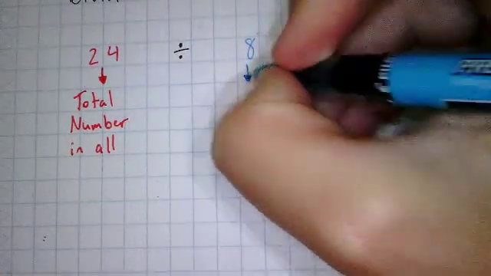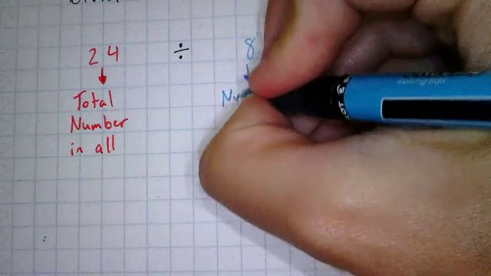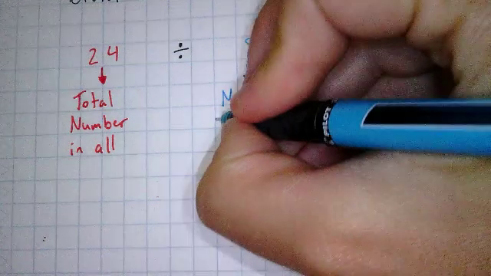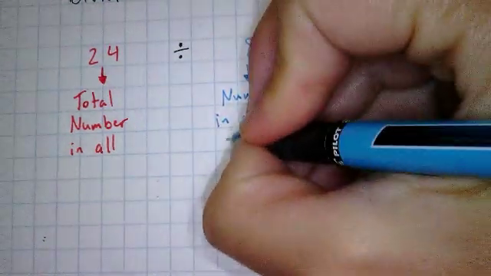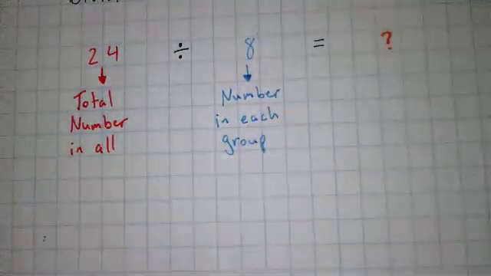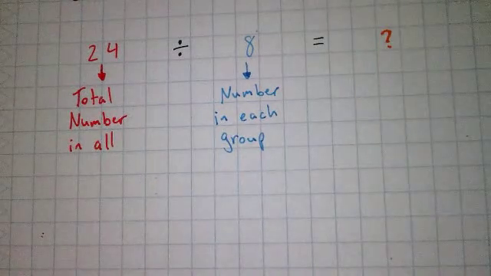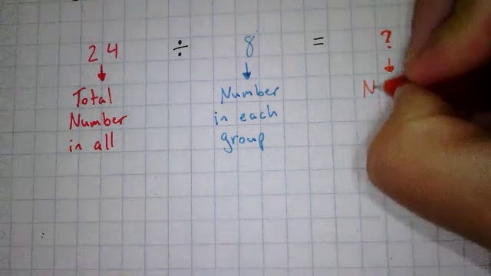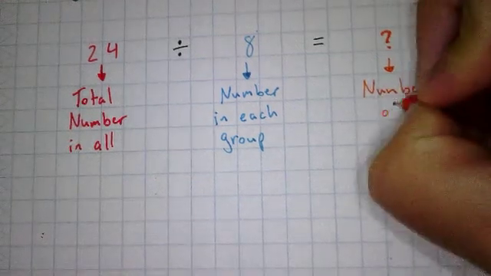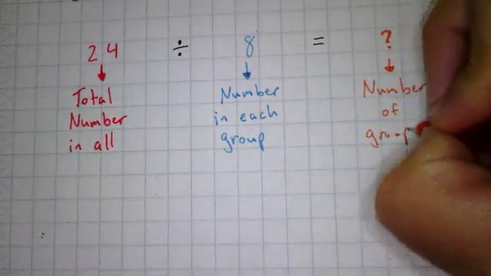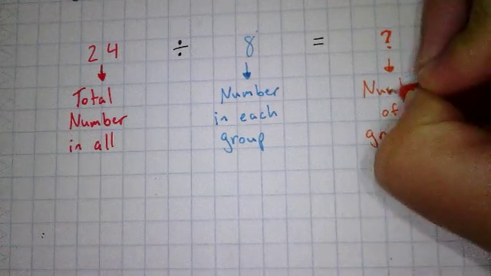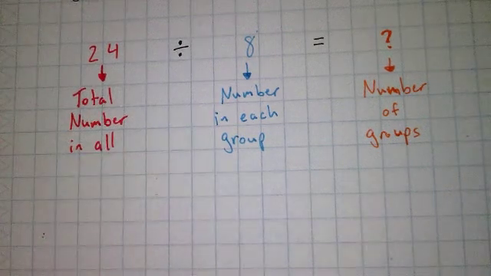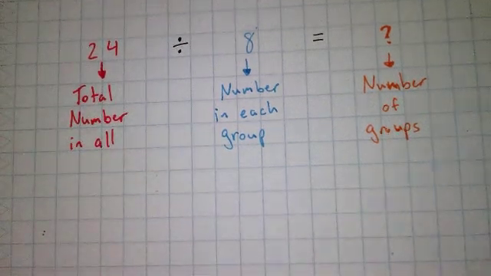Our 8 here is going to be the number in each group. What do you mean by groups? We'll explain in just a second, okay? I just said I'll explain it in a second, okay? And our question mark here, when we finally know what the answer is, is going to be our number of groups. Okay? So we have our number of groups, our number in each group, and then our total number in all of all the groups together.